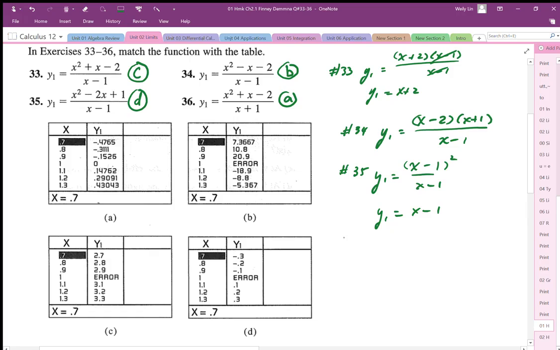So number 36, when we simplify this expression, we end up with x plus 2, x minus 1, all over x plus 1. Again, you can see that that is going to give us some rational function, and this looks like it's behaving maybe like a rational function as we get close to 1.